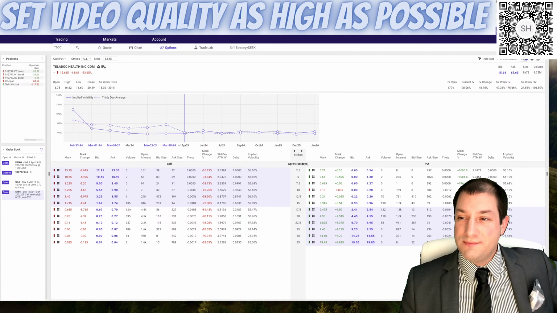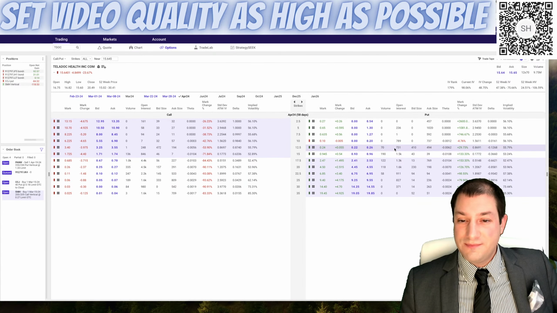Volatility's back to normal. On the put side, you have to sell the 1250. Oof. 1250 is right here. I pass on this one. I would define it as too risky. I don't like this one.